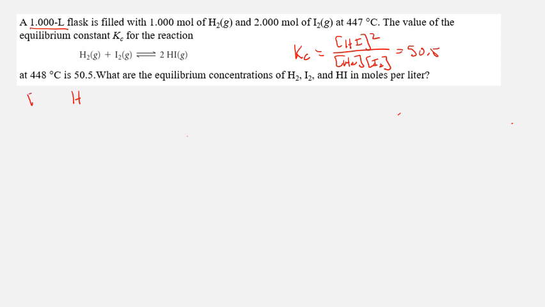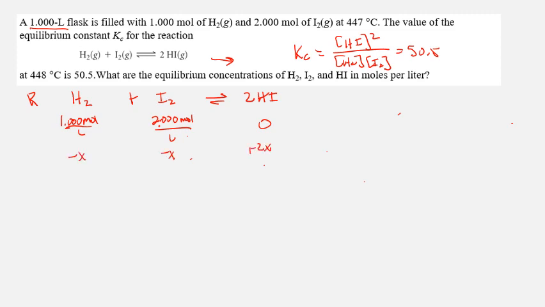So again, for the R, I have H2 plus I2 forming 2 HI. It tells us initially that we have 1 mole per liter and 2 moles per liter. And then we'd have 0 for the HI. So again, we know in this case, for Q, it would be shifting towards the right. So this would be minus x, and plus 2x.